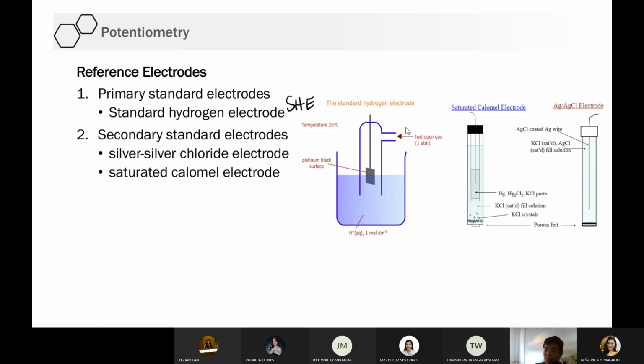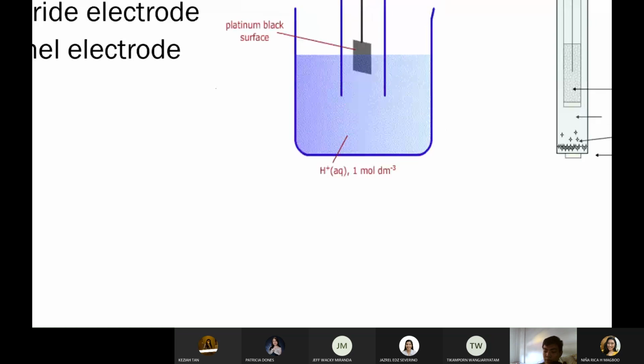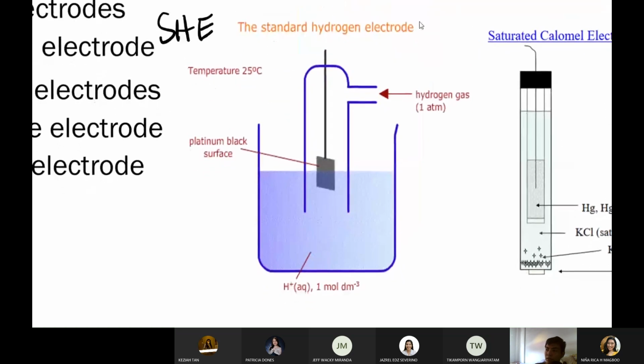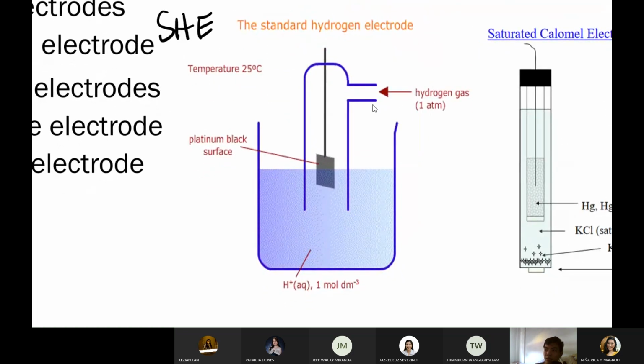Okay. So this is how it looks like. A standard hydrogen electrode looks like this. So you have a gas supply of hydrogen, and then you have a platinum surface, and then you have your acid solution. So this is how the standard hydrogen electrode looks like. So what's the purpose of platinum? The purpose of platinum is to provide surface area for the gas to react with. Without platinum, the reaction is not possible. So this provides surface area for the gas to react with.